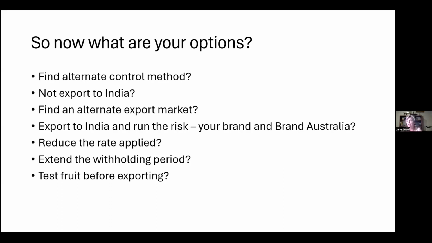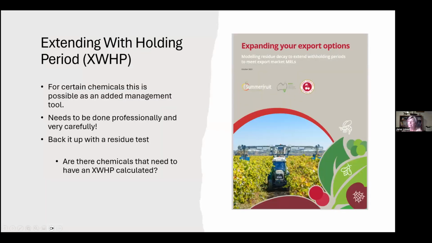Now, the project looked at those options and said, well, maybe there's one there that we could actually do something useful around, and that's the one around looking to extend the withholding period. So that's exactly what the project did. And this document that you can see on the screen is available from a website. I'll give you the information right at the end. So for certain chemicals, and there are caveats all over this, for certain chemicals, it is possible to look to extend the withholding period based on science.